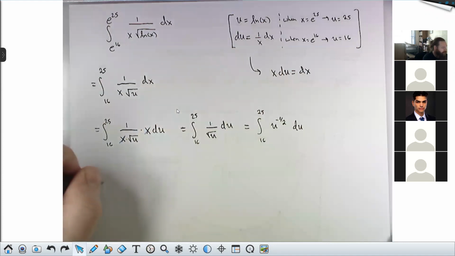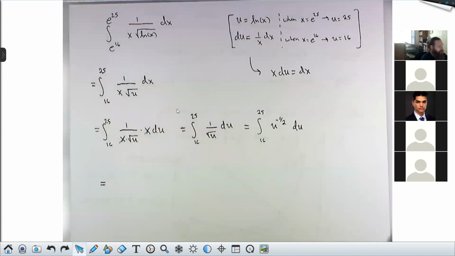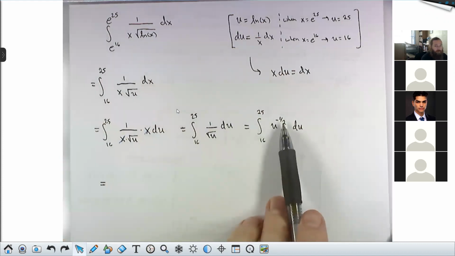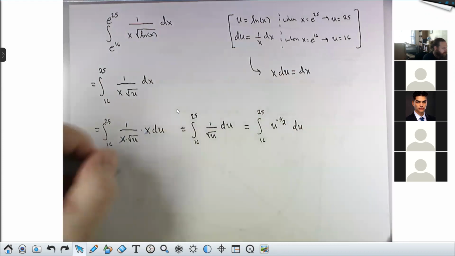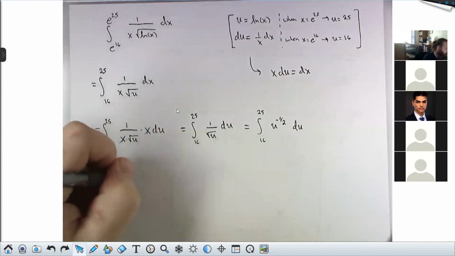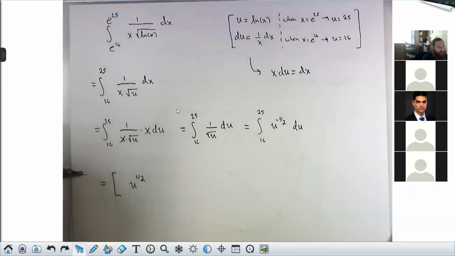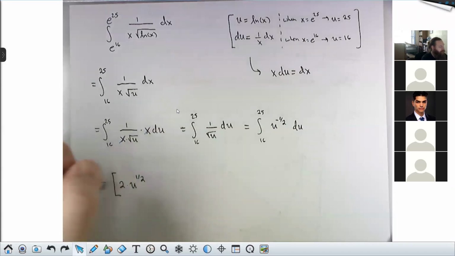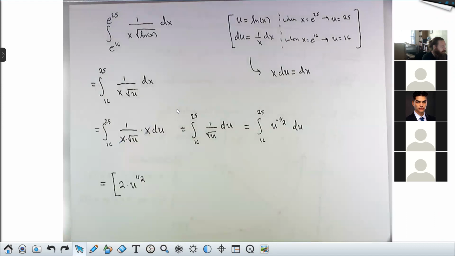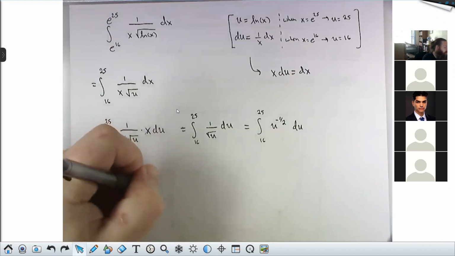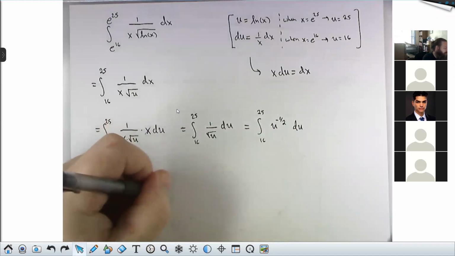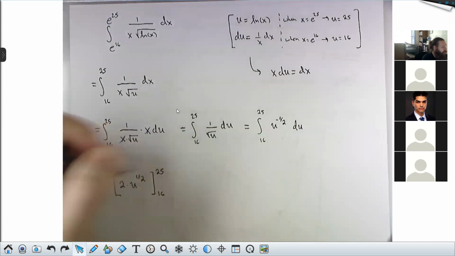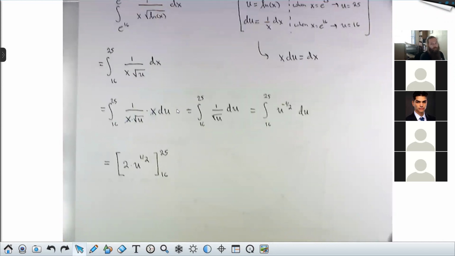I'll come down here next. U to the negative 1/2, if I apply the power rule to that, I add 1 to the power: negative 1/2 plus 1 is positive 1/2, so it's u to the positive 1/2. And I divide by that power. Now, dividing by 1/2 is the same as multiplying by 2. So my antiderivative is 2 u to the 1/2. And I'm evaluating this from 16 to 25.